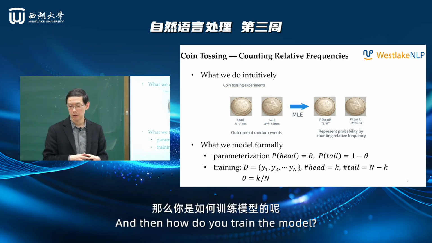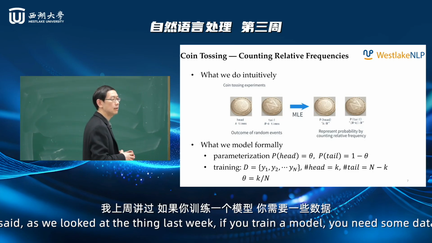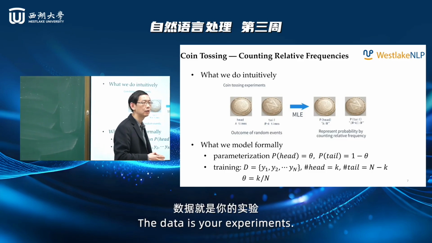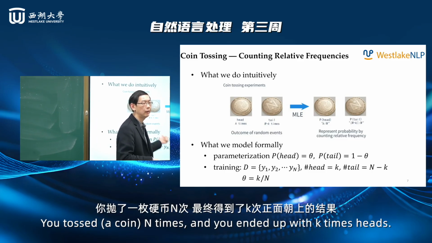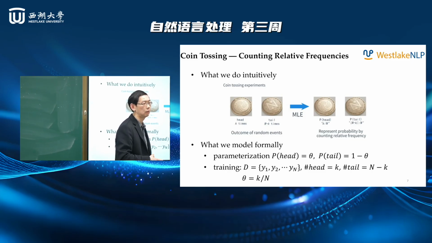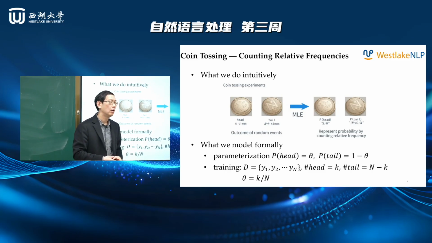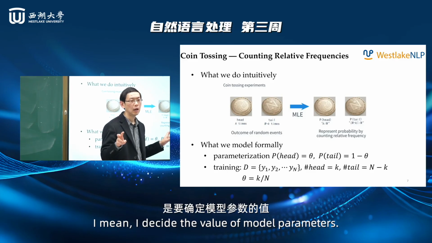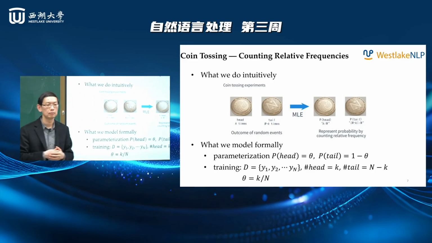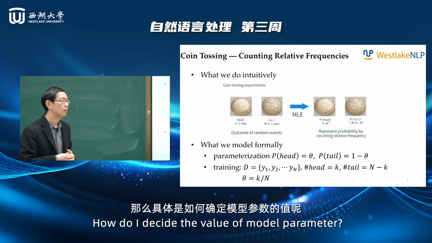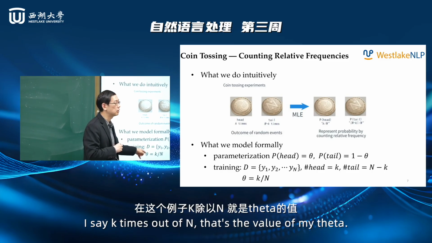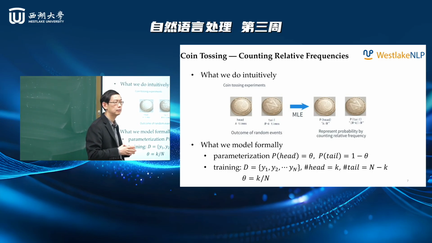And then how did you train the model? As we looked at last week, if you train a model, you need some data. The data is your experiments: you toss it n times, and you end up with k times head. That's your data. Using this data, how do you train the model? By training the model, I mean I decide the value of the model parameters. So how do I decide the value of the model parameter? I say k times out of n, so that's the value of my theta. That's the training process.